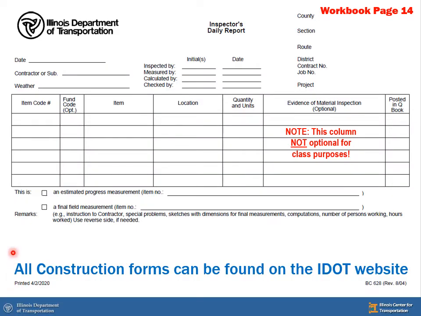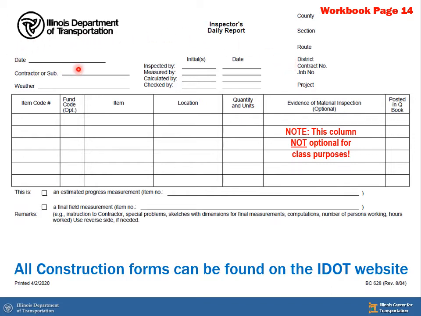On this page, we're showing you an example of the IDOT Inspector's Daily Reports. You can find a blank copy of this on page 14 in the workbook if you wish to follow along. In this upper right-hand corner, we have our project information. What is the single most important item in this area that is absolutely required every time? That's right, the contract number, the IDOT contract number.